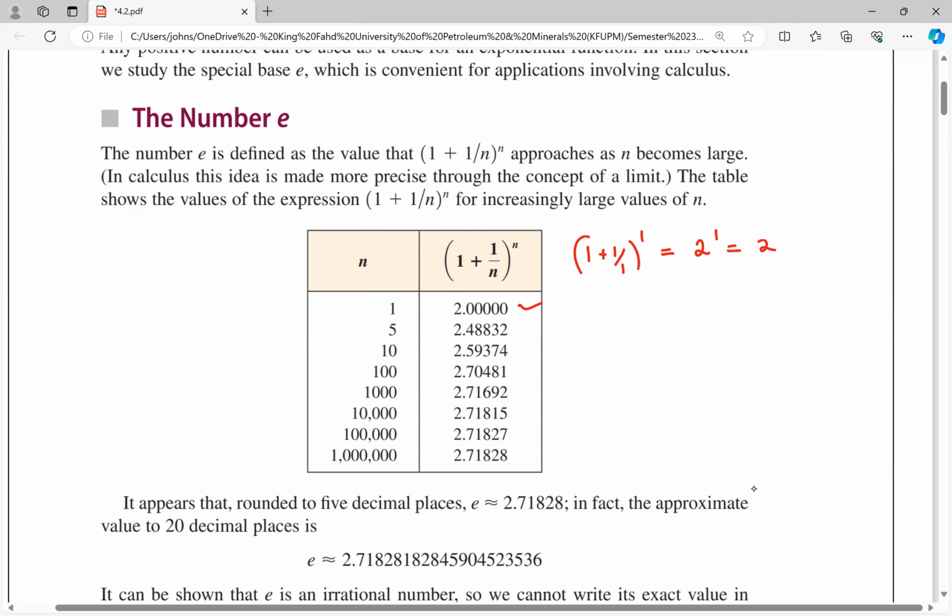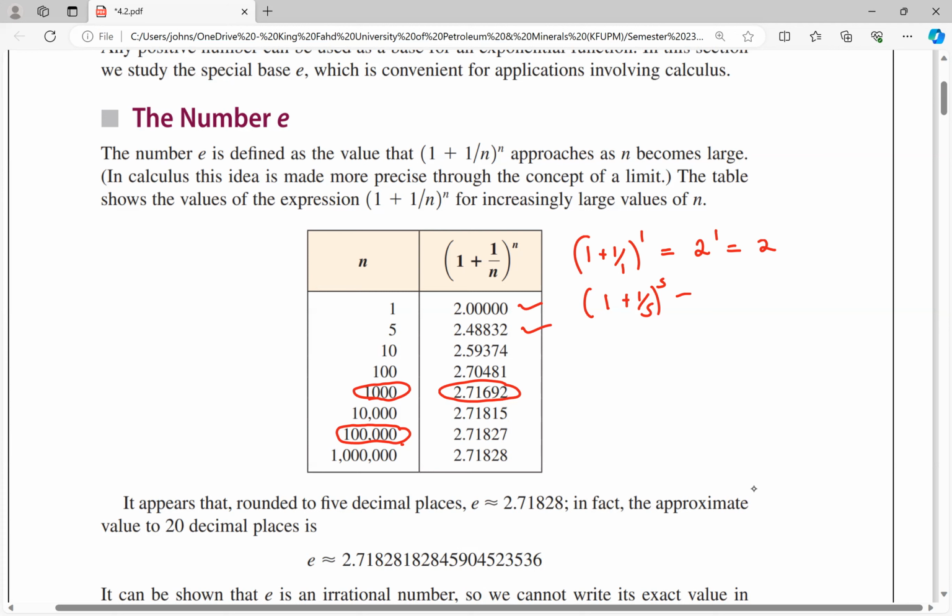If we substitute n to be 5, it's going to be 1 plus 1 over 5, all to the power 5. And this should give us 2.488. Continuously, you will see that by the time we substitute n to be 100, you will have 2.70. But substituting n to be 1,000, it's 2.7169. Now, if you fast forward to when you substitute n to be 100,000, we have 2.718.